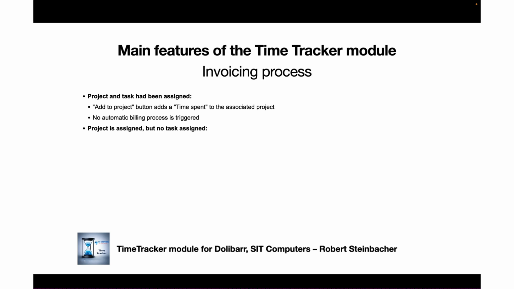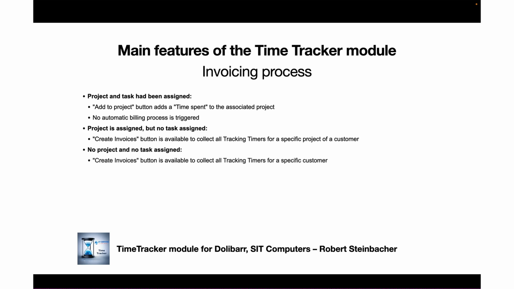The different situation is if a project is assigned but no task is assigned. We haven't given examples for that in the demo, but we might as well collect the time tracking for a specific project of a specific customer. That's also done by the create invoices button. And similar to that is the case where we have no project and no task assigned. You saw that if a user with a specific permission clicks that create invoices button, all the time trackers for a specific customer are collapsed into one invoice, and a new invoice is created.